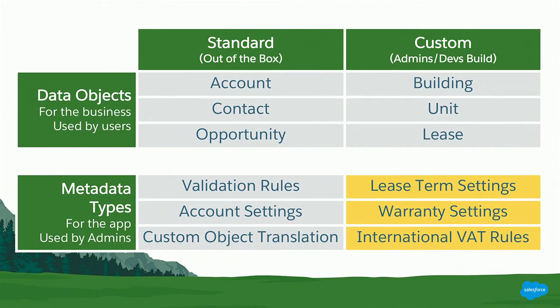And then I work in the nonprofit space. I do a lot with housing organizations. So I have custom objects often for buildings, units, leases, things like that. You may have a warranty object or something like that. But then in our metadata objects, standard-wise, we have our validation rules. We have our account settings. We have translations, all of that stuff. But then just in the last couple of years, we now have custom metadata.